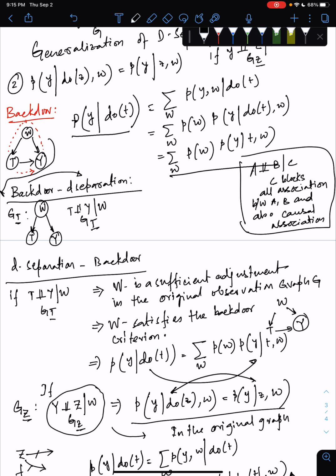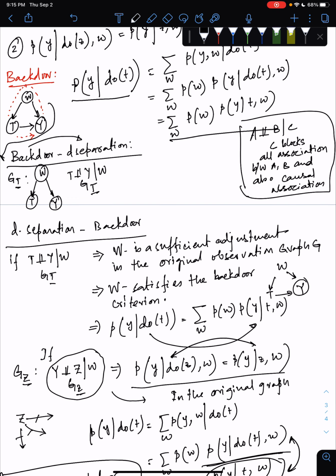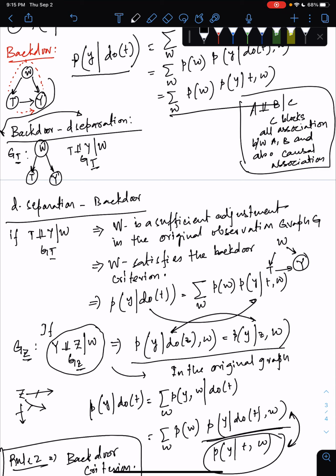Now, backdoor criterion from D-separation. If we have this graph, and if we remove this particular edge which is going out of T, and we have this graph, and in this graph W is able to block all the association between T and Y, then we can say that T and Y are D-separated given W. So first we have this graph, from this graph we come to this graph, and in this graph we see that this conditional independence relationship holds. That is why we say we are coming from backdoor to D-separation.